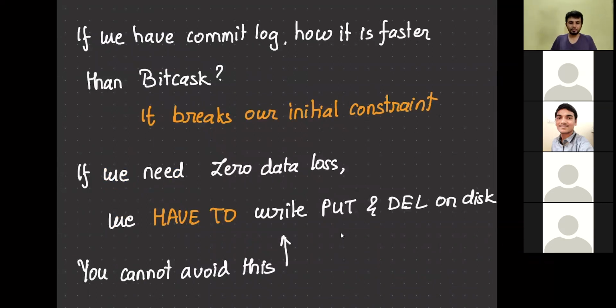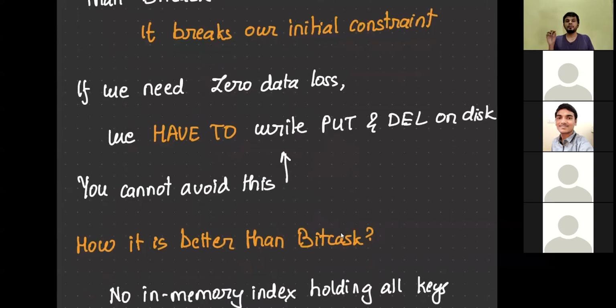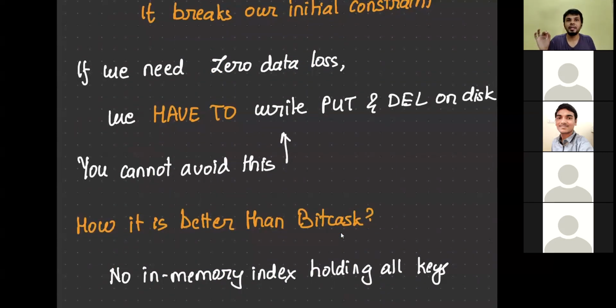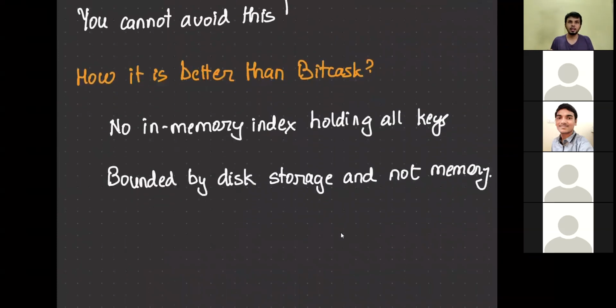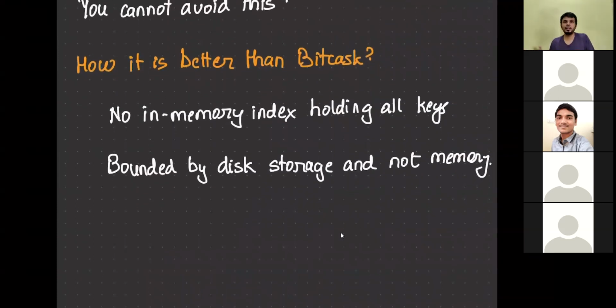So if we have a commit log, how is it faster than Bitcask? It is not. We started with this assumption that let's make it faster, but if we need to have zero data loss, we have to write somewhere. We cannot avoid this. We have to write somewhere the put and the delete operations that we have made. So all the write operations have to go somewhere. But then how is it better than Bitcask?